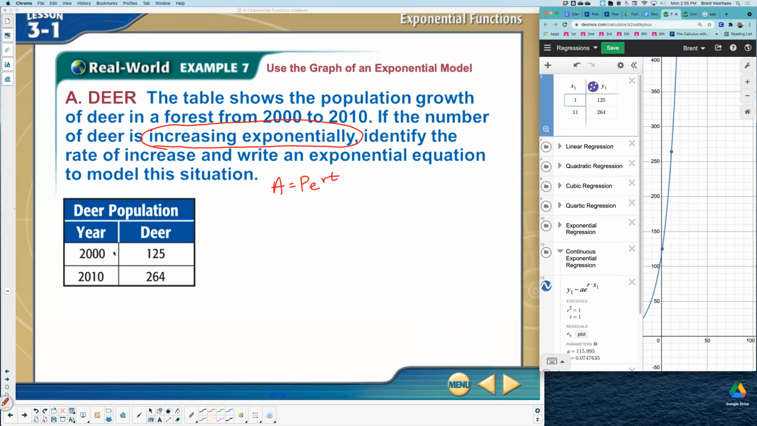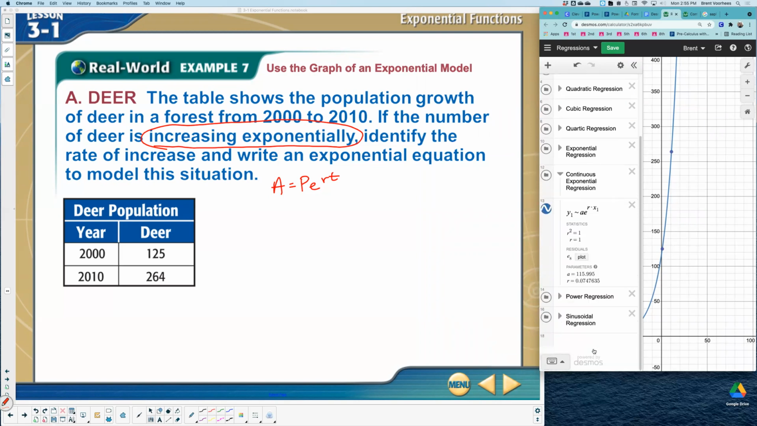So I wanted 2000 to be year 1. Basically, what I did is I took 2000 minus 1999 to make it equal to 1. And that's what I did here as well to get 11. That would be my equation. That's how you would do this on example 2 or example 7.